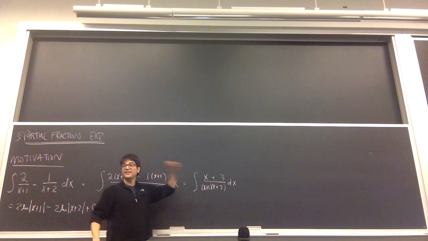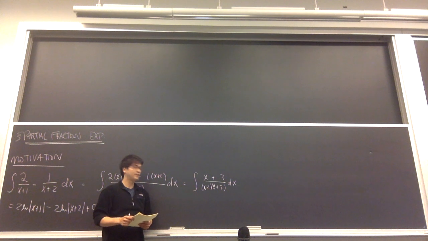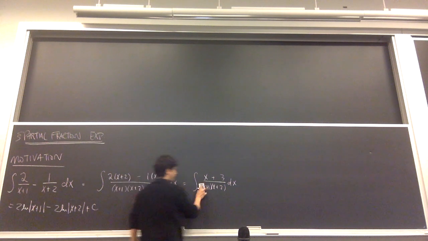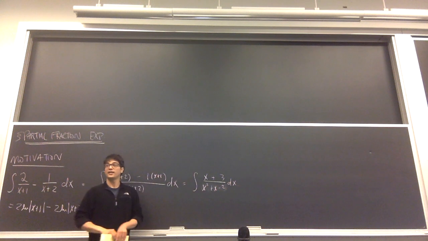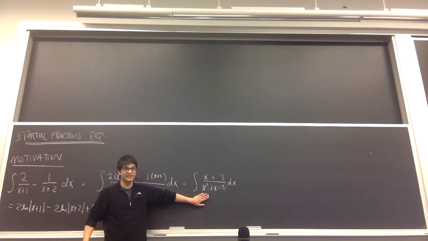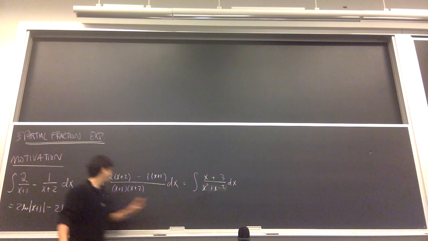Can you integrate this? I can even make it worse. I can change the bottom to x squared plus x minus 2. Would you be able to integrate something like this? With what technique? I don't think you'd be able to integrate something like this. Right, so that's the point. This is hard to integrate, but this was easy to integrate.